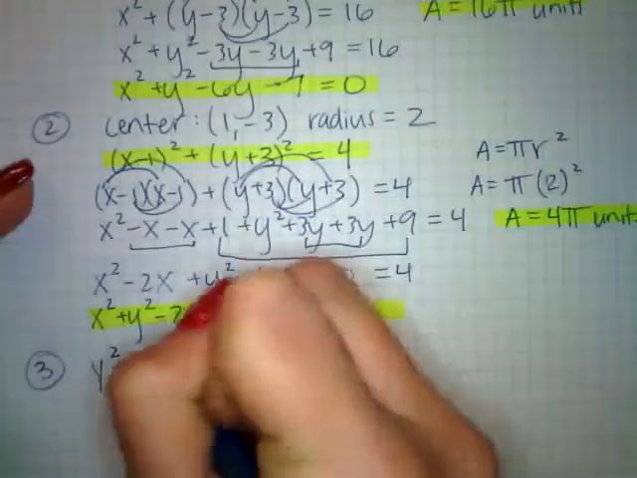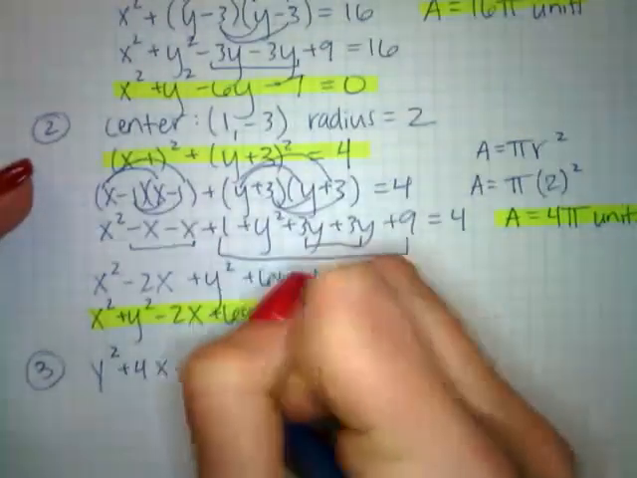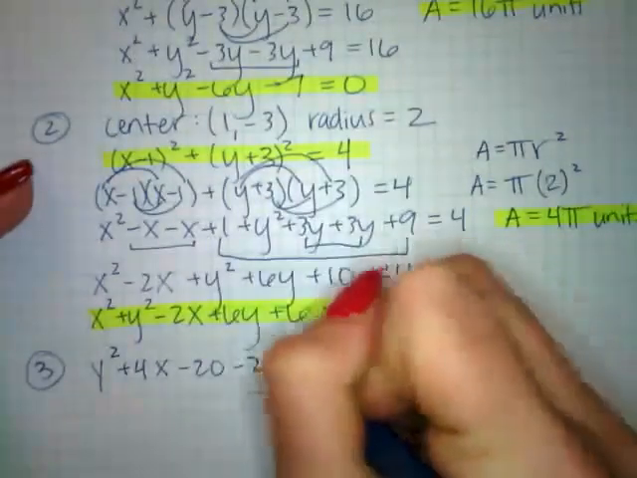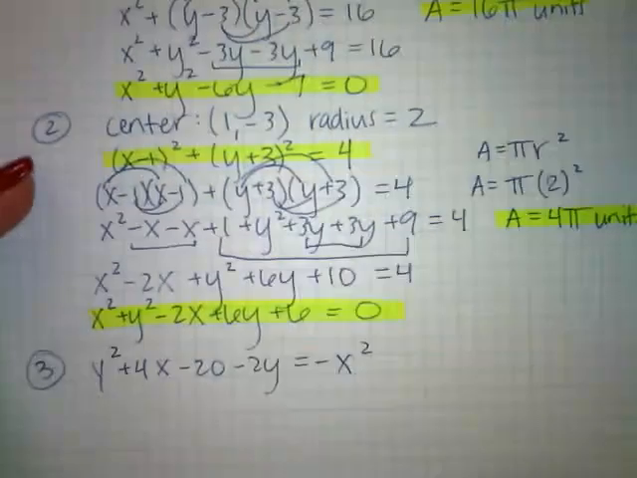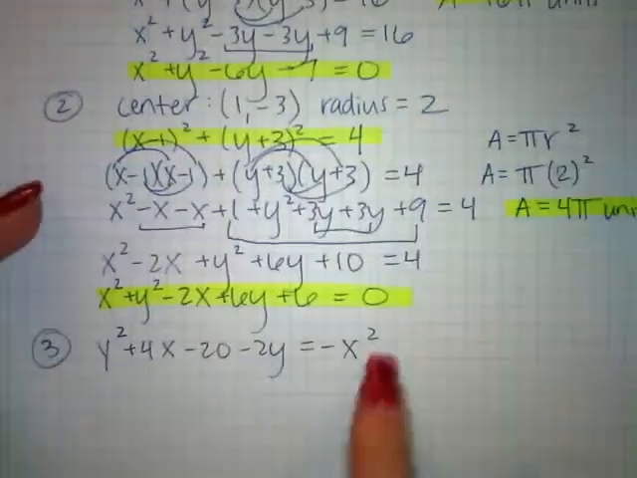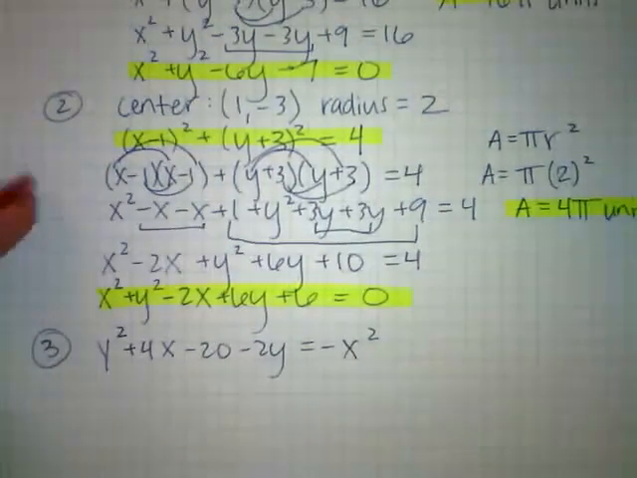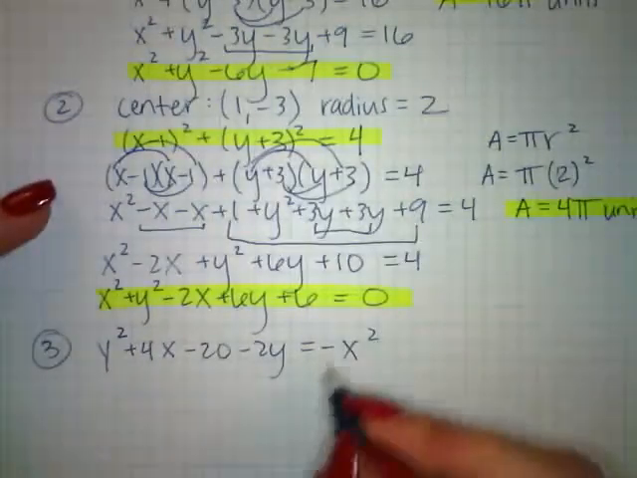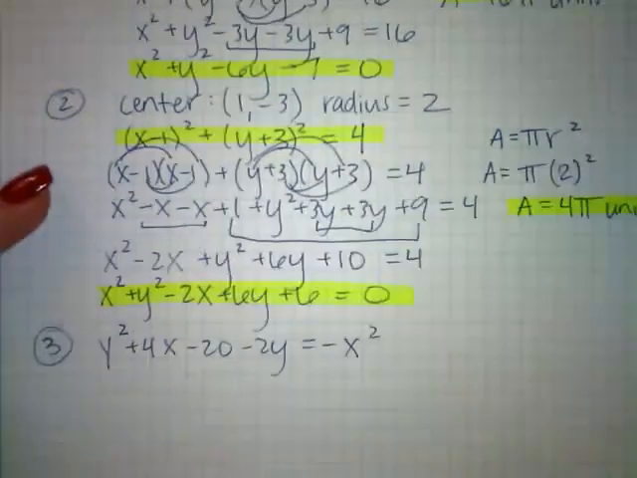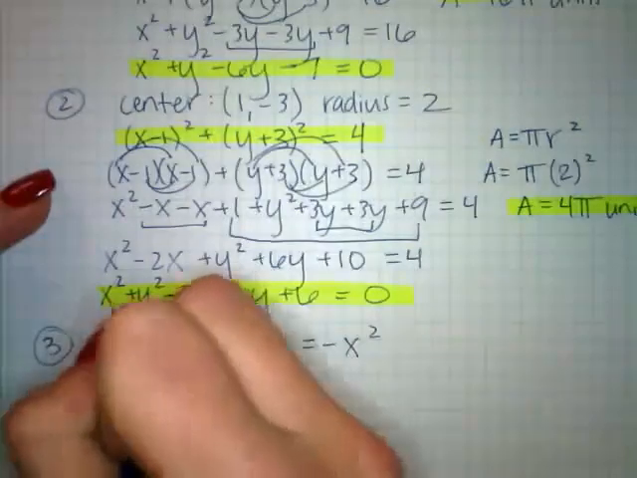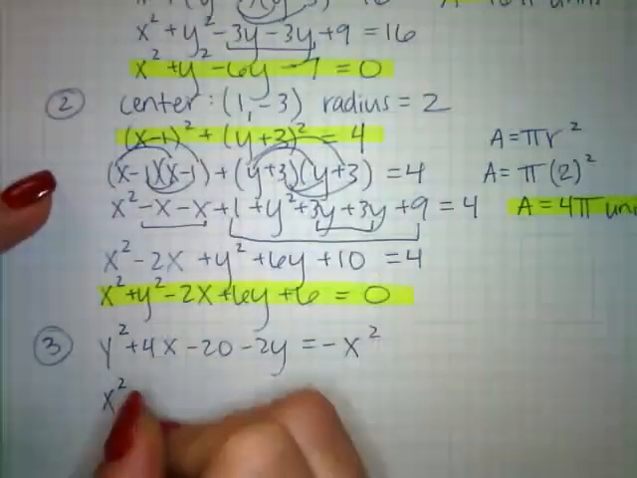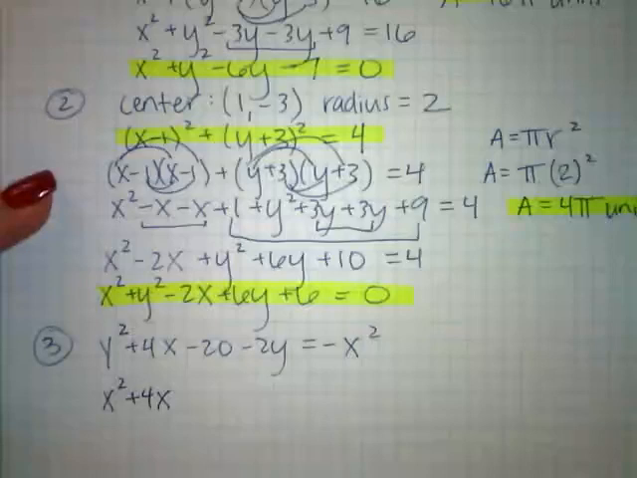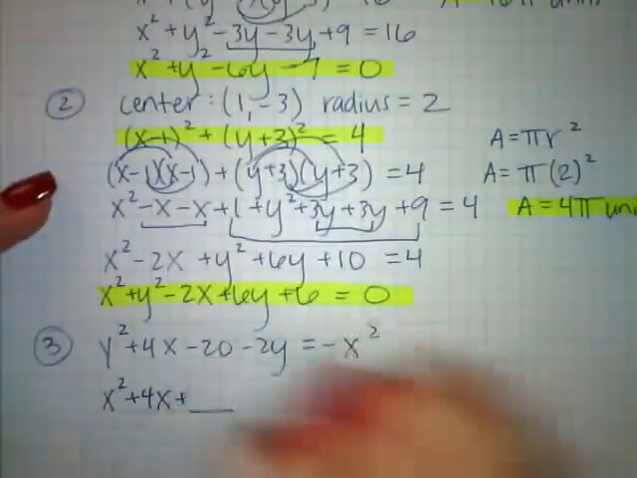y squared plus 4x minus 20 minus 2y equals negative x squared. Okay, I'm going to add this x squared to the other side, and I'm going to go ahead and group my y's and group my x's. When I add the x squared to the other side, I'm going to get x squared. I'm going to group it with this x, leave a blank.